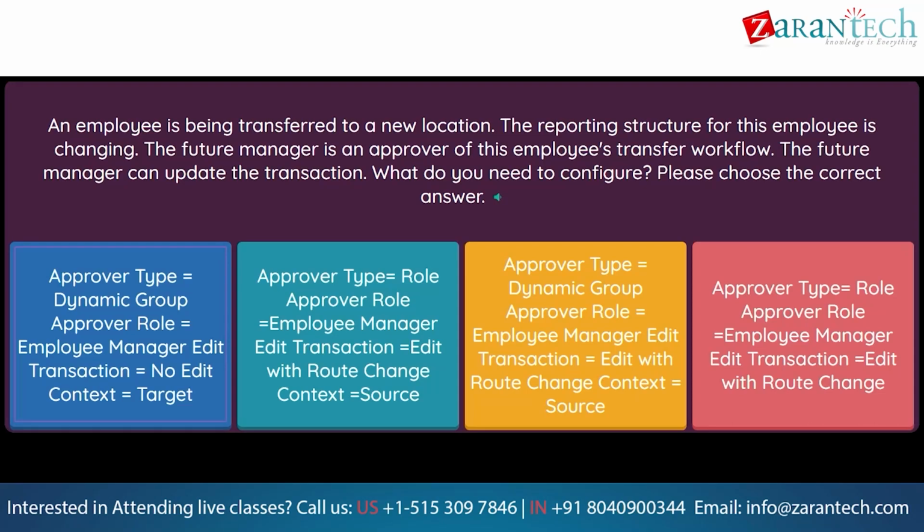Option 1 approver type equals dynamic group, approver role equals employee manager, edit transaction equals no edit, context equals target. Option 2 approver type equals role, approver role equals employee manager, edit transaction equals edit with root change, context equals source. Option 3 approver type equals dynamic group, approver role equals employee manager, edit transaction equals edit with root change, context equals source. Option 4 approver type equals role, approver role equals employee manager, edit transaction equals edit with root change.